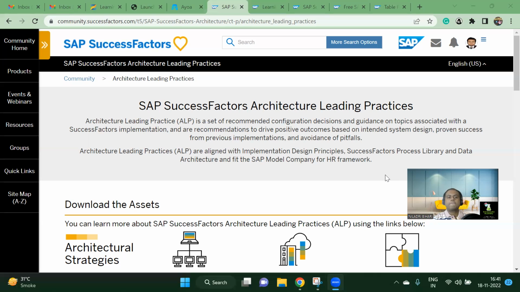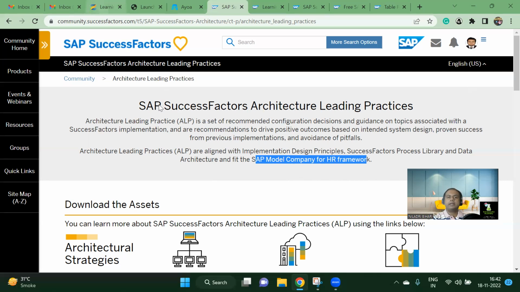Now, how about the other documents? In some of the other videos, I talked about the IDP document, that is, your Implementation Design Principles. There is also the process library offered by SuccessFactors, and in some other videos I have covered these topics, as well as the SAP Model Company for HR framework. ALP is not deviating from these; rather, it is aligned with whatever we are saying. The other products and the other documents and frameworks are aligned with it.